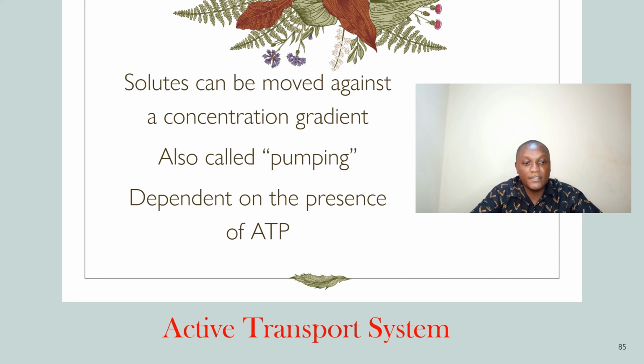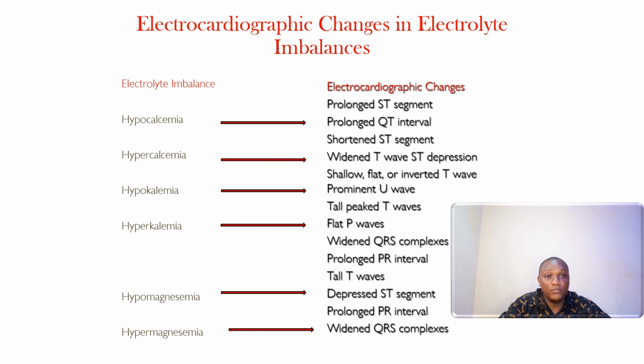Now let us look at active transport system. And here we said it requires expenditure of energy. It's also called pumping. We have come to the end of electrolyte imbalances. We have tackled the sodium, potassium, magnesium, calcium, and phosphorus. Those are important. They can be tested on NCLEX. It is good to have a good understanding of these electrolyte imbalances.